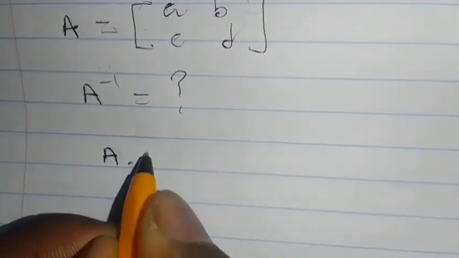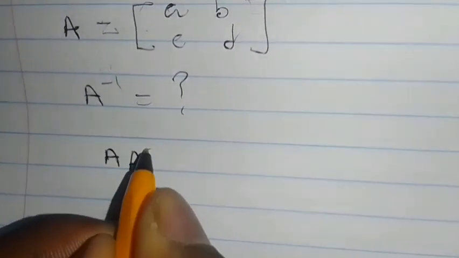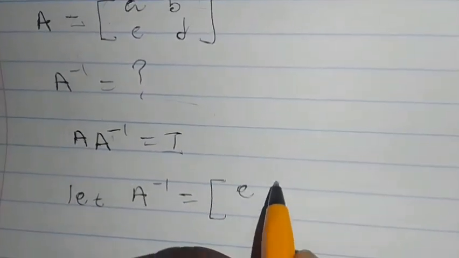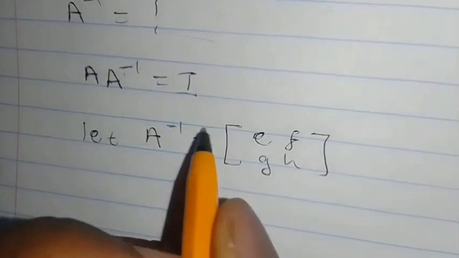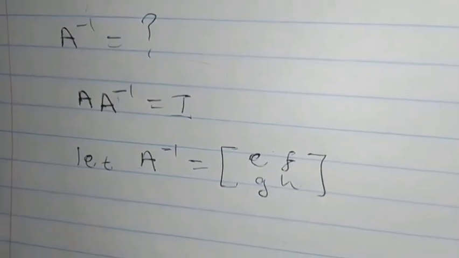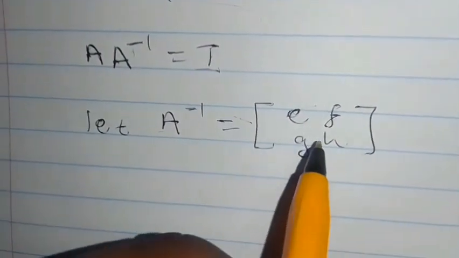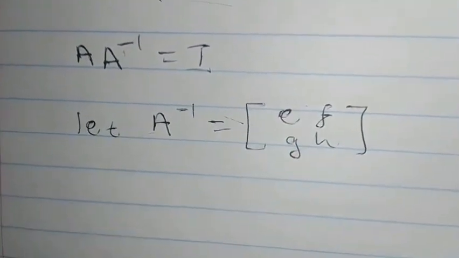But what we know is that A multiplied by A inverse will just give us an identity matrix. That's what we know. So now we're going to use this definition to find A inverse. Now what I'm going to do is let A inverse have the entries e, f, g, h.